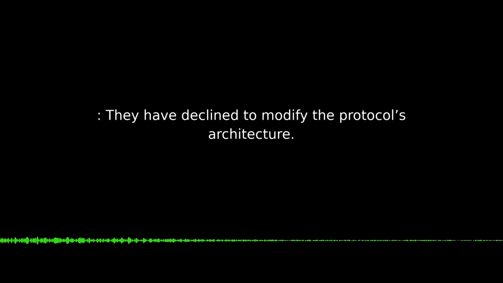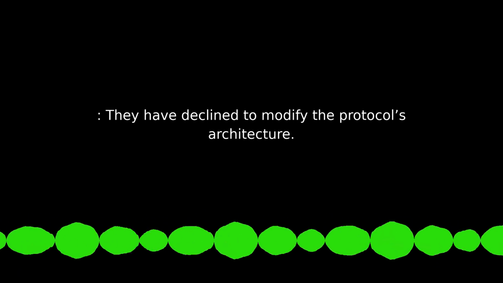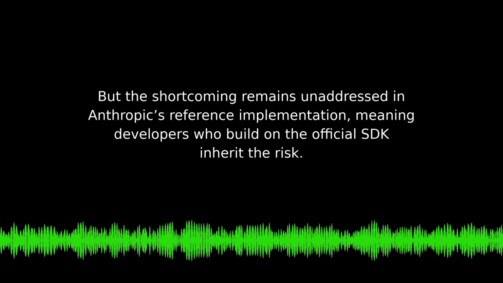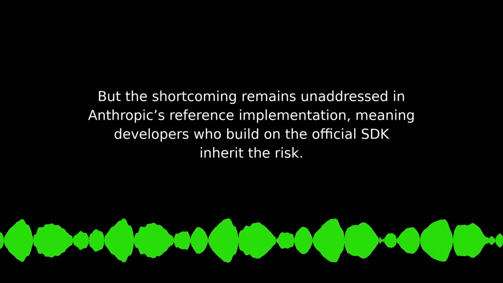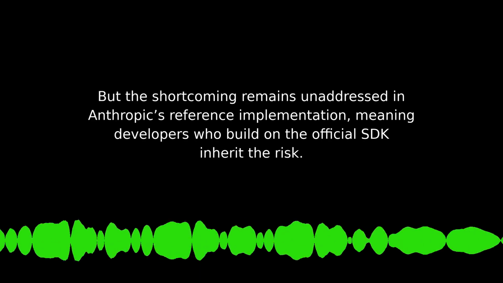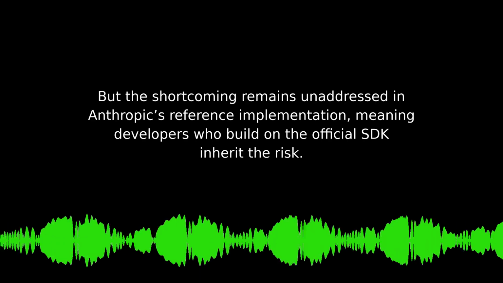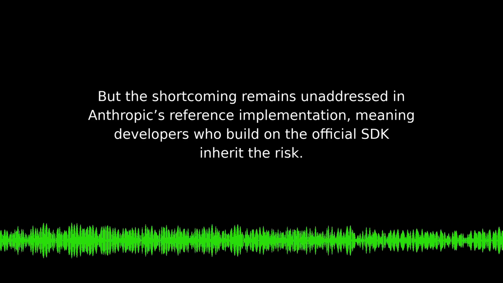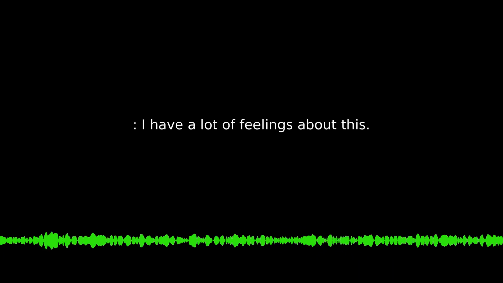Anthropic has described the behavior as expected. I'm sorry. Expected? They have declined to modify the protocol's architecture. Some downstream vendors have issued patches, but the shortcoming remains unaddressed in Anthropic's reference implementation, meaning developers who build on the official SDK inherit the risk. I have a lot of feelings about this. As does the security community.